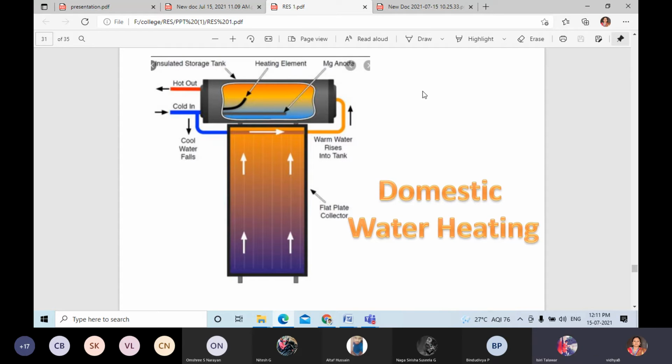Now, as we can see, this is the schematic representation of domestic water heating. A solar domestic hot water system uses the sun's energy collected by a flat plate solar collector and transfers the heat to water or another liquid flowing through the tubes. The system then draws upon this reservoir when hot water is needed.